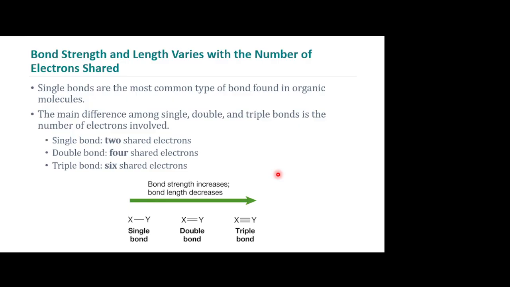Okay. Your bond strength does increase as you go up in the number of bonds, though it is not linear. You get diminishing results. So breaking a triple bond is not as difficult as breaking 3 single bonds. It's not the same amount of energy. It's less. But it's still more than a single bond. It's harder to break a triple bond than a single bond.